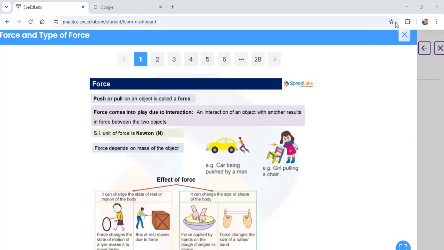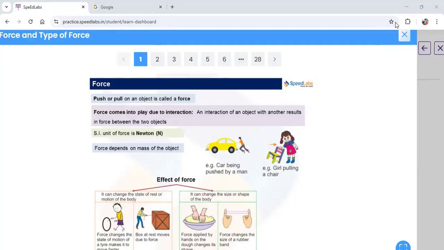Hello students, in this video I am going to explain one of the very important chapters of science: force and pressure. Please watch the video till the end. I will explain each and every concept in this chapter, and you will be able to solve every type of question. First, let's start, children.